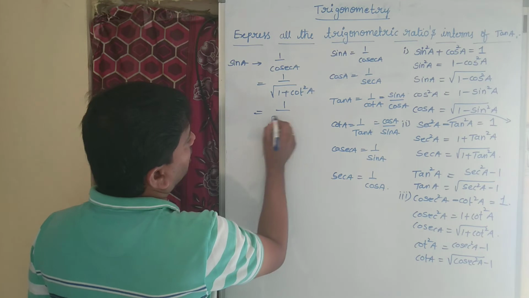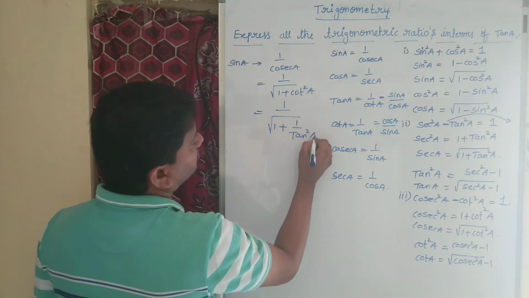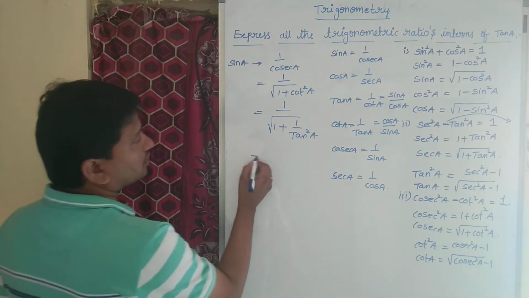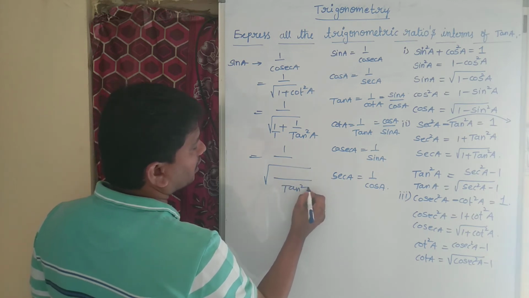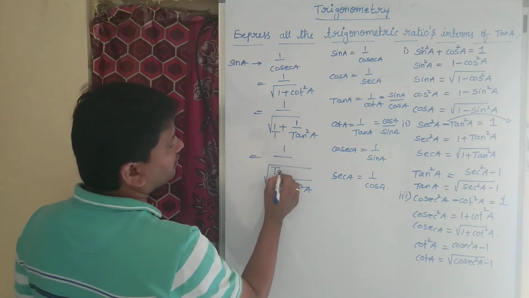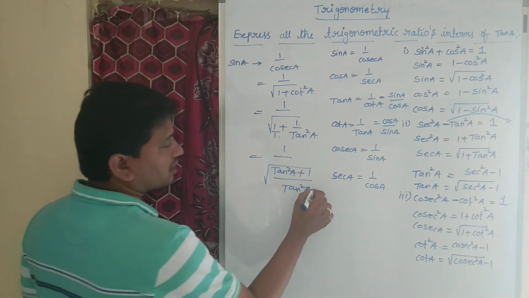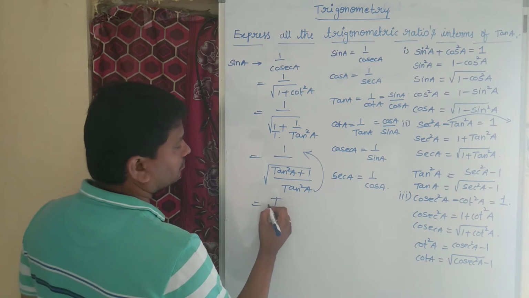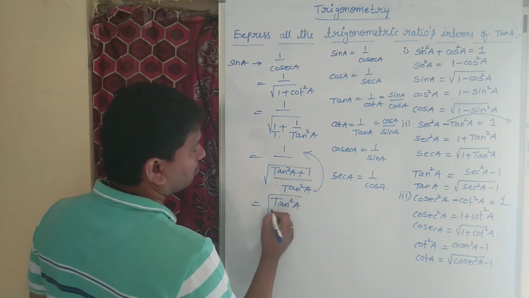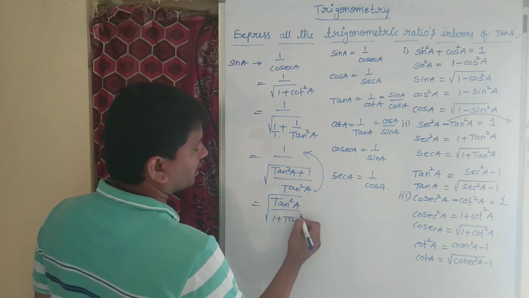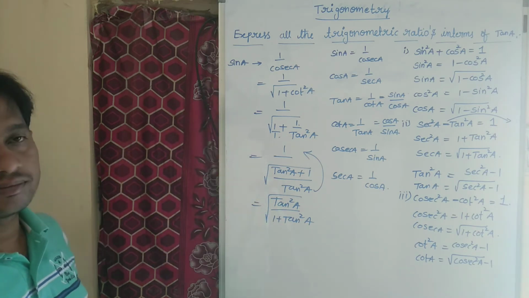Also we know that 1 by root over 1 plus cot square A is the reciprocal of tan square A. So 1 by root over, nothing but 1 by tan square A plus 1, LCM is tan square A, into 1. Now reciprocal, it will become root over tan square A by 1 plus tan square A. See, we express the sin in terms of tan.